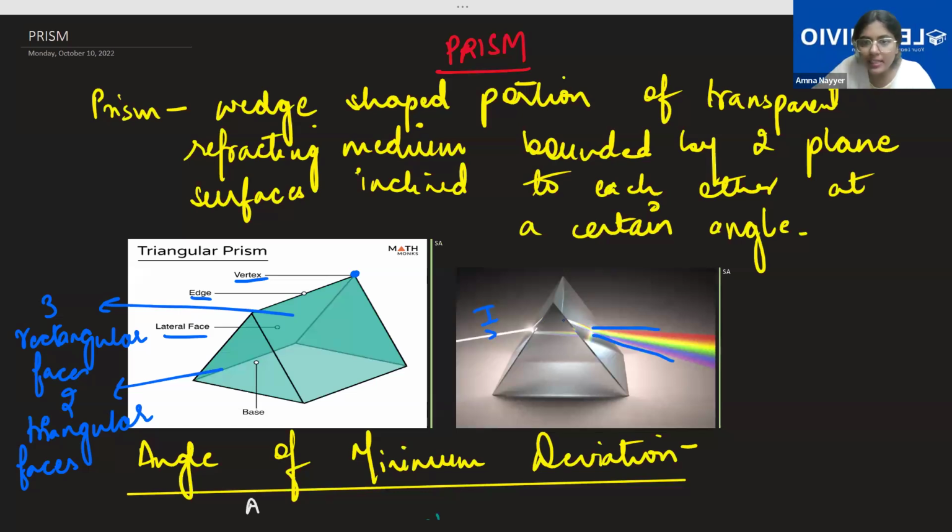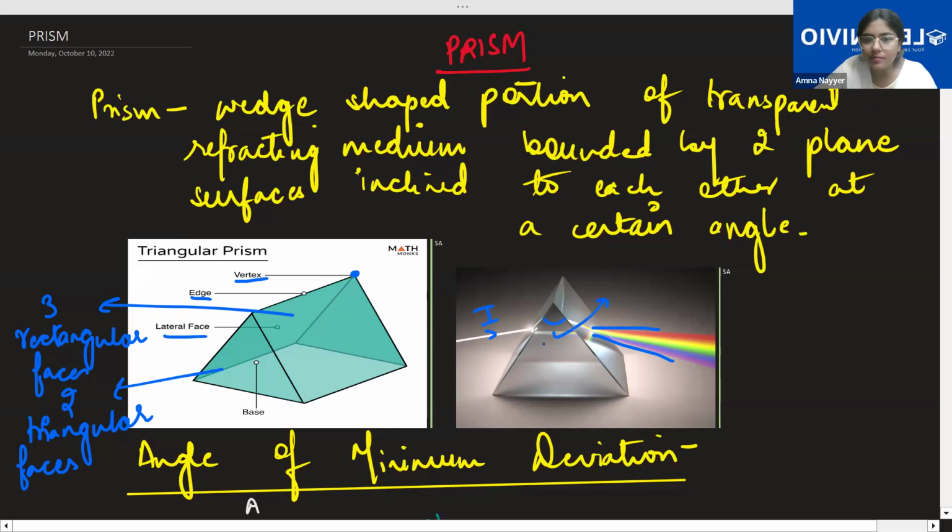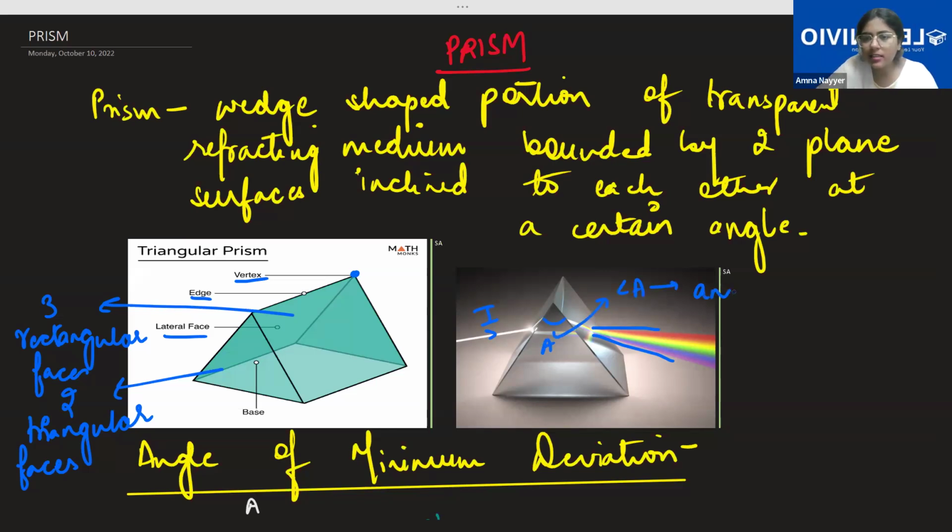And see this point, class, this is known as the angle of the prism. This is delta A, which is the angle of the prism. Okay, write this much. Draw this. Then I'll discuss the angle of minimum deviation.